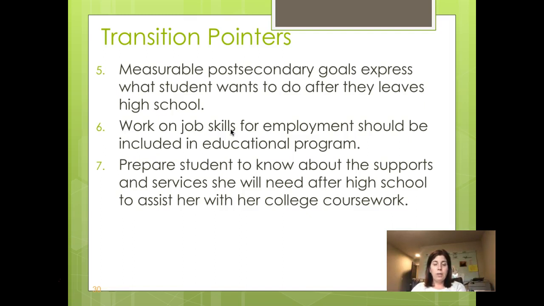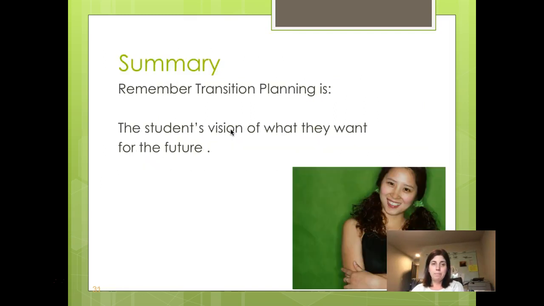Again, measurable goals that relate to what's going to happen after high school, and work on job skills for employment, and prepare the student to know about the supports and services that they'll need after high school, and to assist them with their college coursework, or if they're not going to college, for a job or whatever they plan on doing. And I know that's a hard transition, because a lot of times, if you don't involve the student earlier on, then they may not be prepared for advocating for their own services and supports that they need after high school. And at that point in time, the parents aren't going to be able to do that for them. They're going to have to do that for themselves.